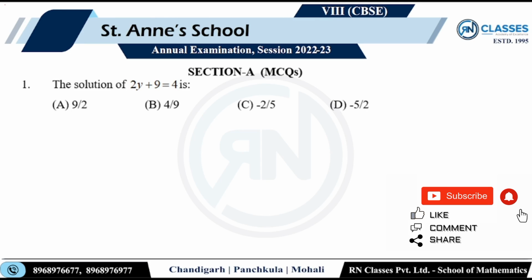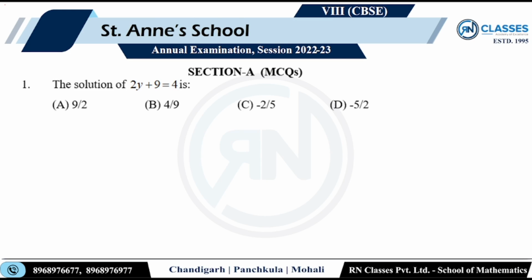All MCQs. You can take all 20 marks, 1 mark for each question. The solution of 2y plus 9 is equal to 4. The solution means we have to find the value of y. So 2y is equal to 4 minus 9, that is minus 5. Y is equal to minus 5 by 2. D part is the right choice.